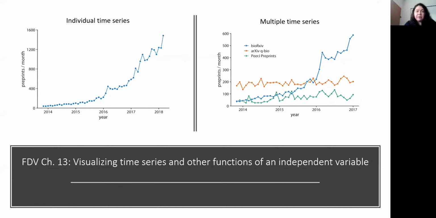All right, so chapter 13 talks about individual time series and multiple time series as ways to visualize time and other functions of an independent variable. What does the latter mean? That this applies to not just time, but anything that is ordered in even increments. Okay, not necessarily even, but ideally even.